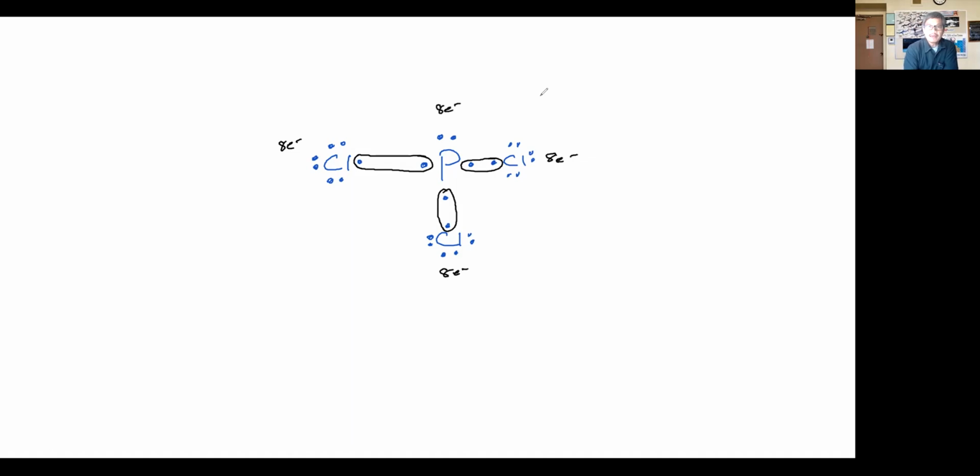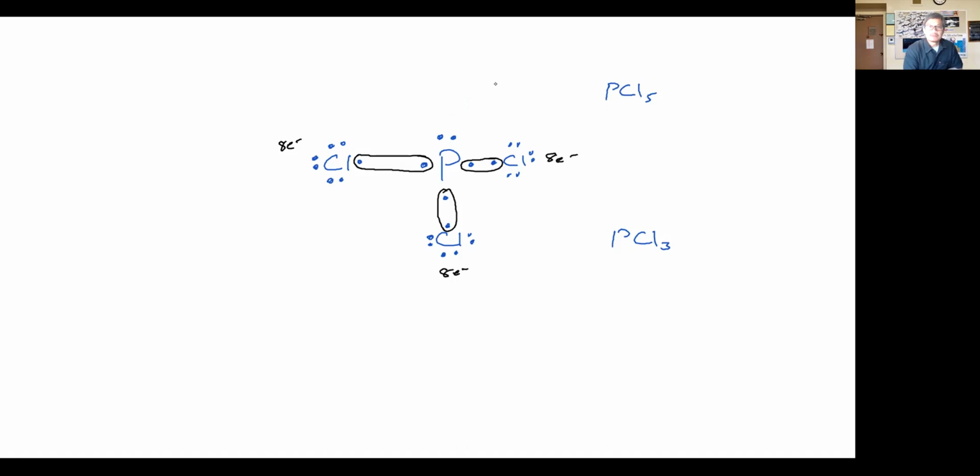But the problem that we have right now is that this compound is not phosphorus pentachloride. This compound right now is phosphorus trichloride. And what we want to do is find out how phosphorus pentachloride forms. What's the bonding there?